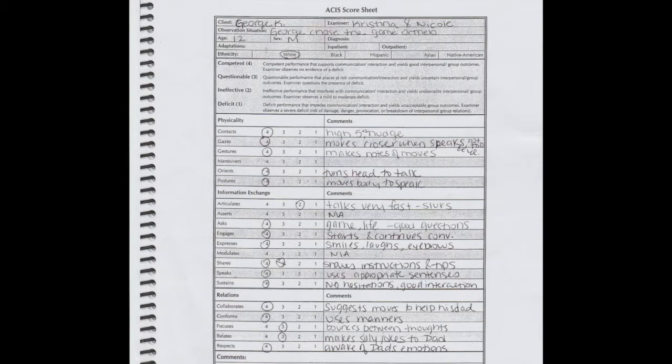This is the ACIS score sheet. You can see here the 3 domains being assessed: physicality, information exchange, and relations. Each domain was broken down further and a score was given to each piece. The score ranges from 1 to 4.